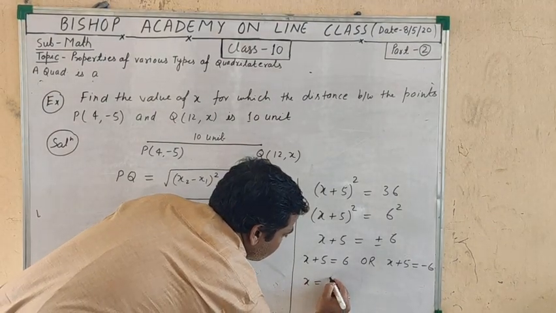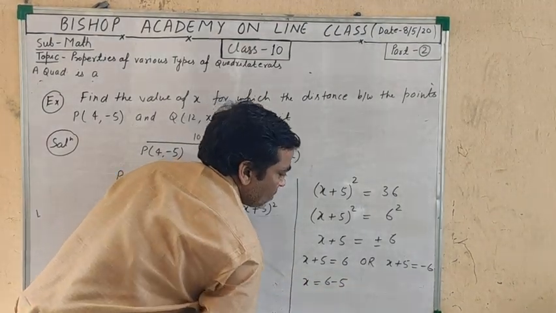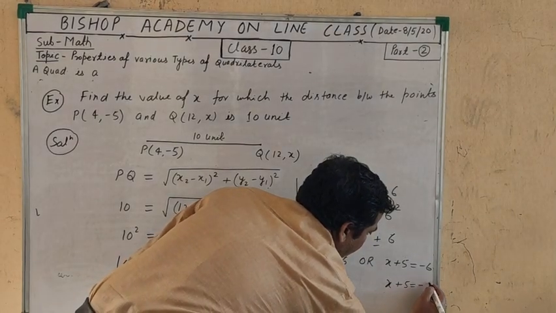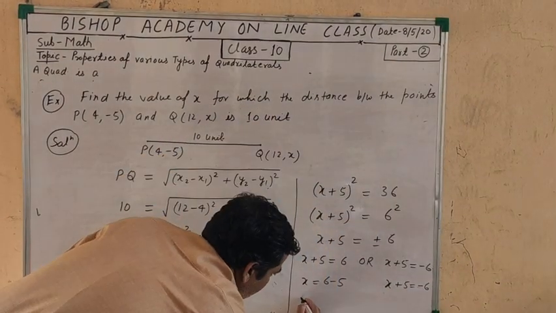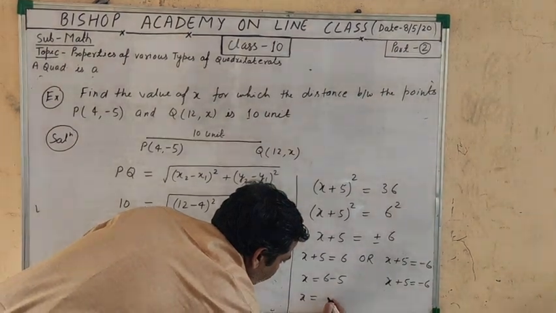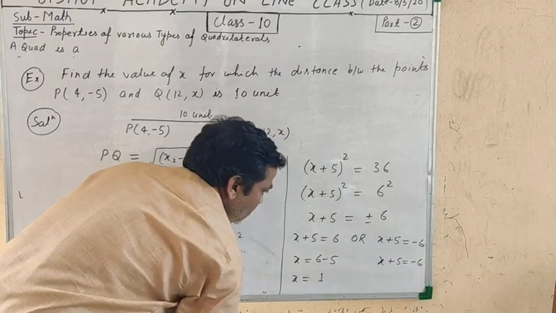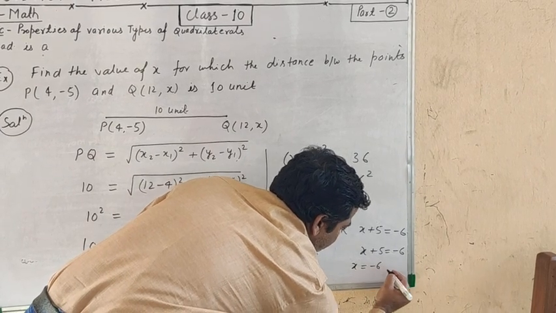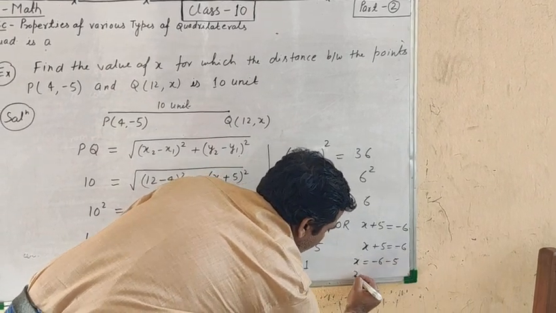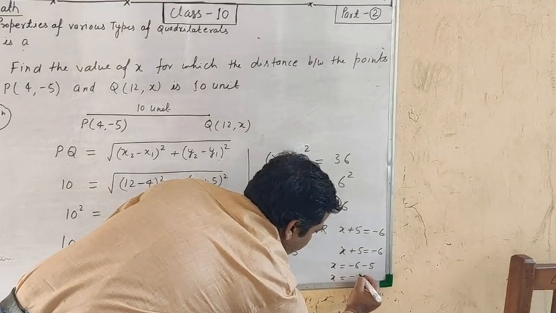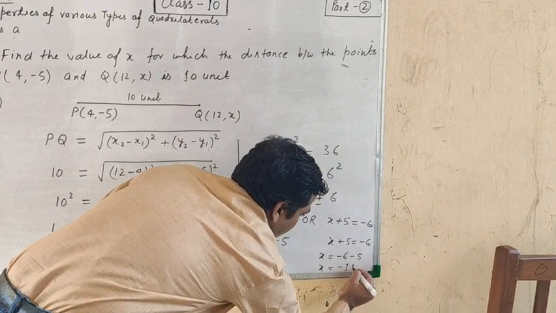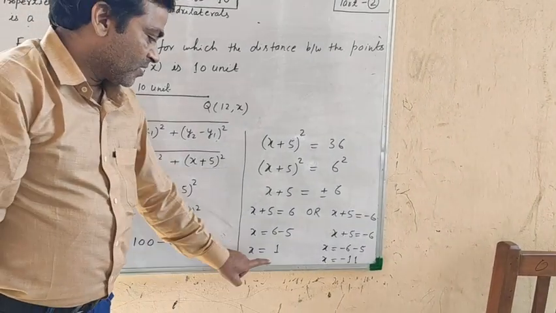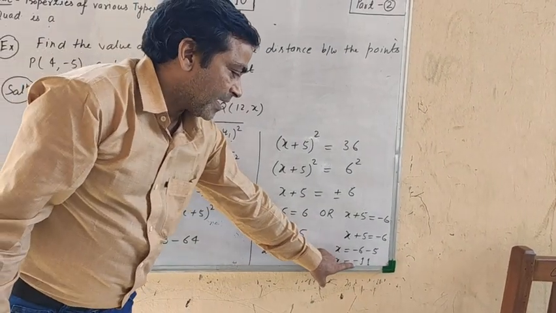x equals 6 minus 5, so x equals 1, and also x equals minus 6 minus 5, so x equals minus 11. Hence, the values of x are 1 and minus 11.